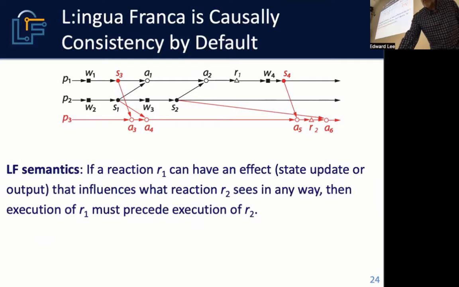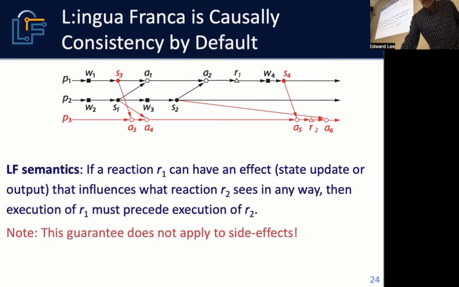That's a pretty nice feature, because ensuring this causal consistency property in a distributed system is, in general, really pretty hard to do. And you kind of get it for free from the infrastructure with Lingua Franca.